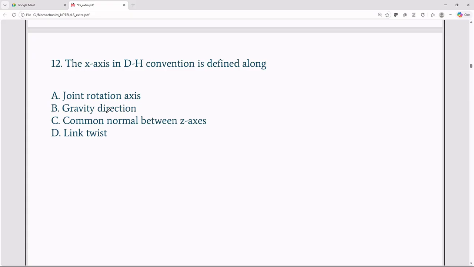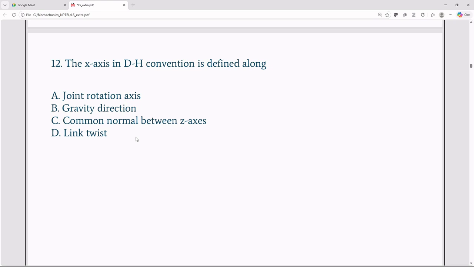Next question. The x-axis in DH convention is defined along which direction? Option A, defined along joint rotation axis. Option B, defined along gravity direction. Option C, defined as the common normal between z axes. Option D, link twist.